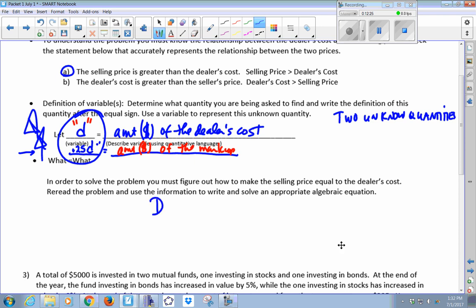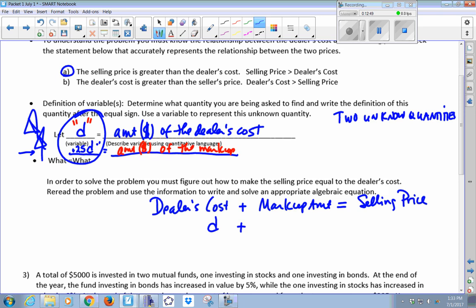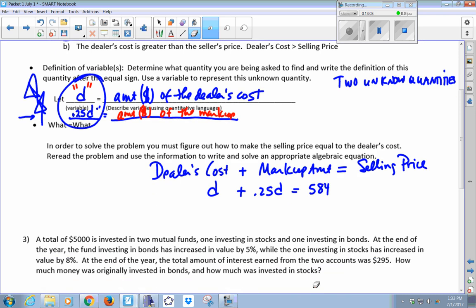So you need to recognize that the dealer's cost plus this markup amount, when you add it to the dealer's cost, is what's going to equal the selling price. So now you can put the equal sign into this problem. The dealer's cost was D, the markup cost was 0.25D, and the selling price is $584. So you can combine these like terms. Remember, D has a 1 in front of it.